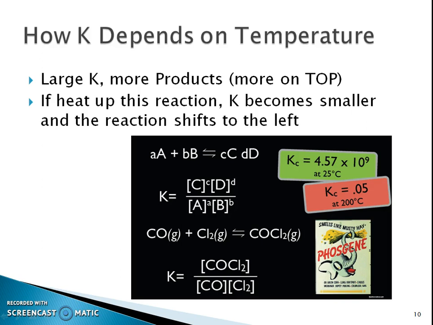So he talked about a large K, meaning there are more products, which means there's more on top. That should make sense. Again, this is a ratio. If you have a bigger number on top, you're going to have a large K. That means you have more products. Now, he also talked about heating up this reaction. He said if we heat up this reaction, K actually becomes smaller and it's going to shift to the left. You're going to understand that in more detail when we get to Le Chatelier's principle in section 7.